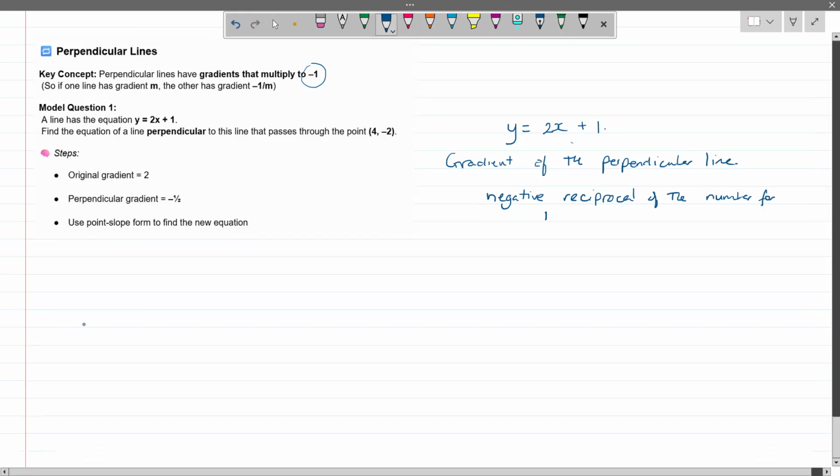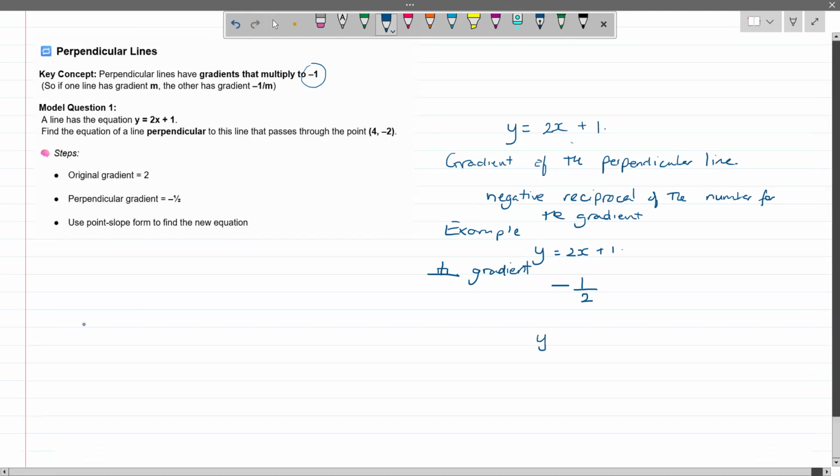So, gradient. This is easier understood with an example, right? If this is the line, the perpendicular, I'll use this to represent perpendicular gradient. You change the sign, it will be negative, and you flip the number, a half. This is what the perpendicular gradient will be.